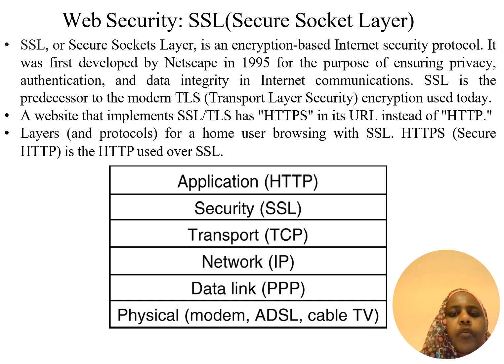The protocol stack for SSL looks like the following: application layer with HTTP, security layer with SSL, transport layer with TCP, network layer with IP, data link layer with point-to-point protocol, and physical layer that can be modem, ADSL, cable TV, or whatever physical connection is there. As you can see, there is a layer inserted between the application layer and the transport layer for security.